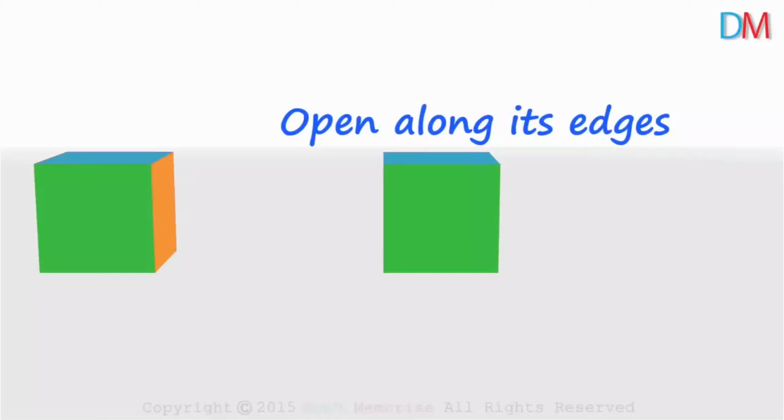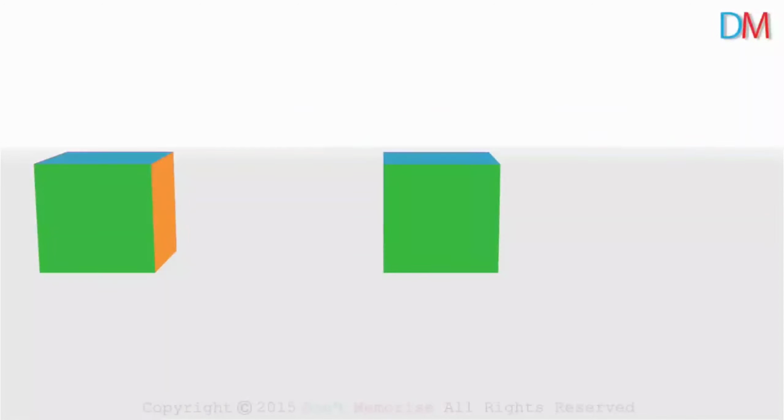Let's take a cube and dissect it. We will keep this one as the reference. Take another cube exactly like this one and dissect it. By dissect, I mean that we will open the cube up along its edges. And what will we get if we open it up? Let's see.